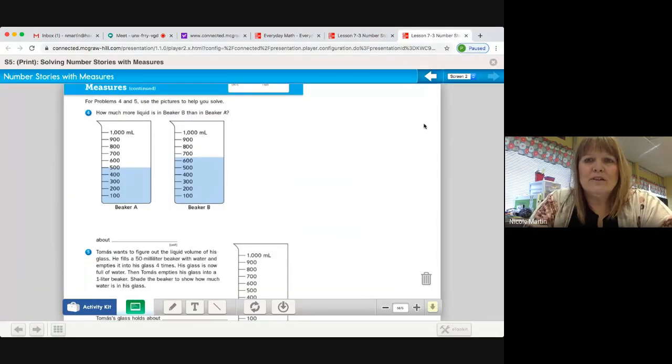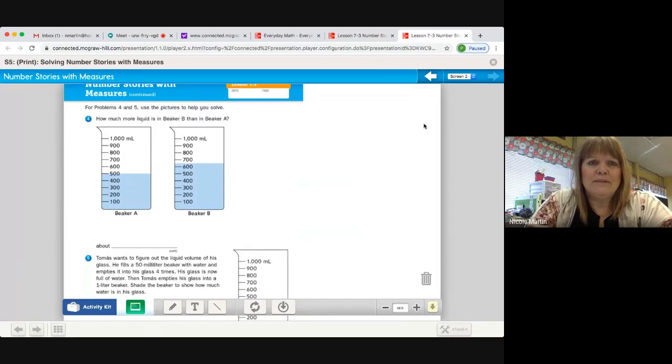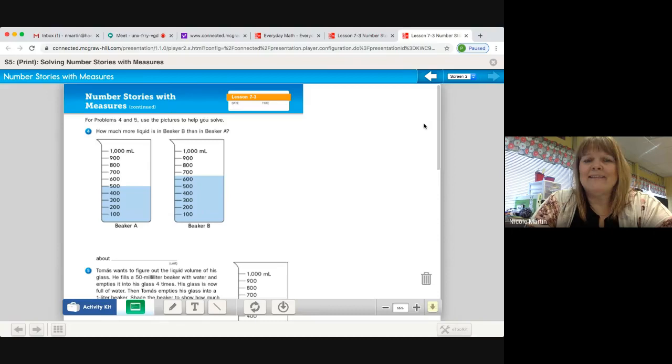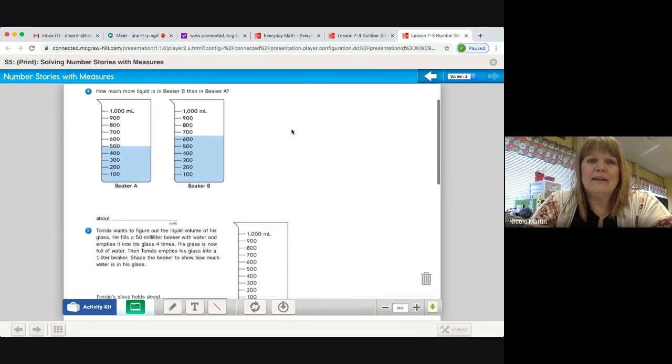All right, so here we go. We're on page 225, and we're doing some problem solving. Just a reminder, take things slow. We'll do it slow together. We're in no hurry. For problems 4 and 5, we're going to use the pictures to help us solve these questions. Here we have beaker A, and if you look at the line, you can see that the line goes up to the 500.